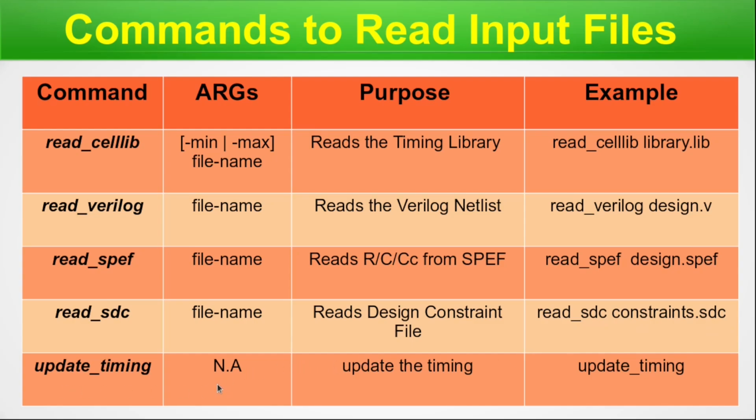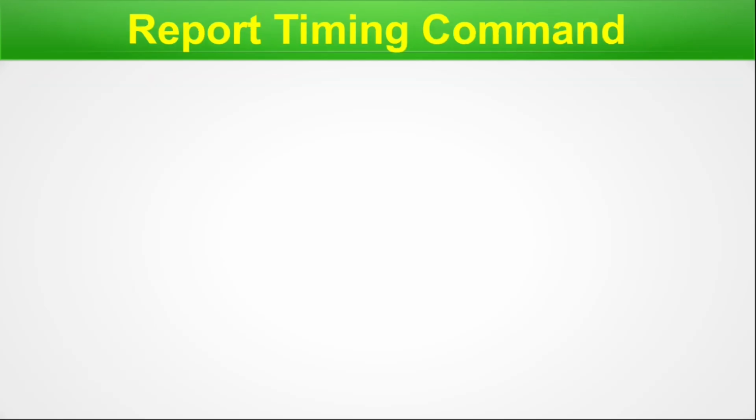And we have update_timing. Suppose we have updated anything like Verilog or SPEF in between in the timing engine, then we have to hit update_timing. It will update the timing according to the updated file. Or we have done some what-if changes, and accordingly we have to update the timing internally. For that purpose we have to use update_timing. The usage is just the command you have to type, update_timing. That's all. We are done with this particular slide, so let's move on.